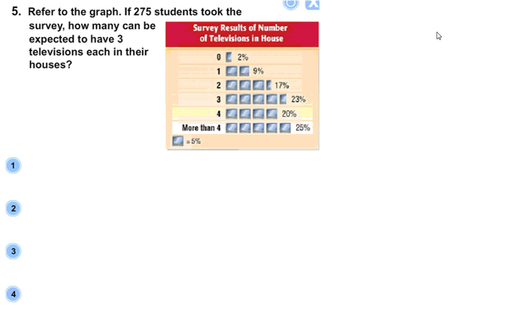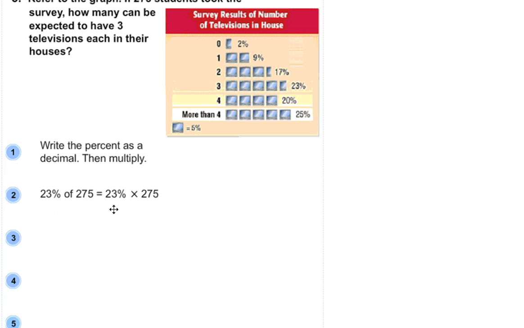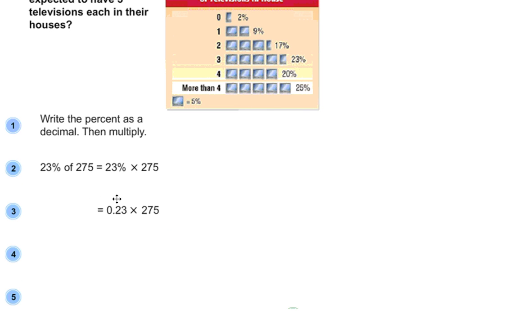Example number 5, refer to the graph. If 275 students took the survey, how many can be expected to have 3 televisions in their houses? Okay, percentage-wise, 3 televisions is 23%. So we're going to write the percent as a decimal, then we're going to multiply. So 23% of 275 can be written as 0.23 times 275, because 23% is 0.23. When we multiply it, we get 63.25.